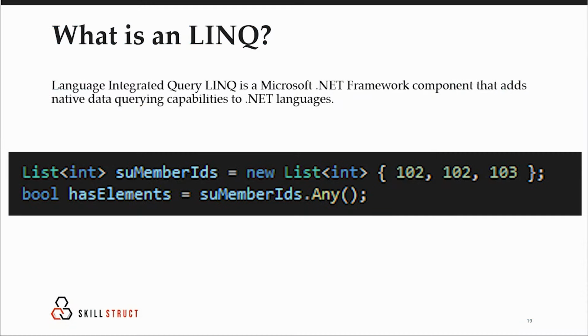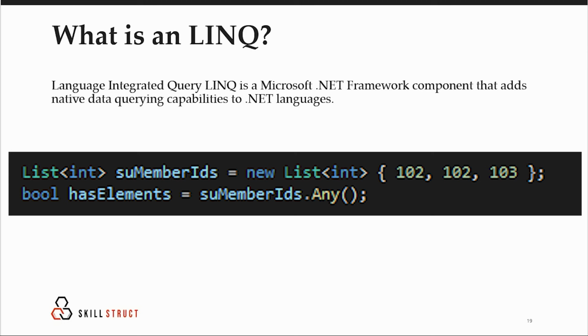All right, so what is LINQ in C#? LINQ, which stands for Language Integrated Query, is a Microsoft .NET Framework component that adds native data querying capabilities to .NET languages. So what that means is if you have a collection in C#, such as a list or an array that contains a data set or some information, so it could be a list of strings or a list of ints, and you want to query it, when I say query, you just want to find out information from that data set or collection or list, LINQ is the way that you do that in C#.